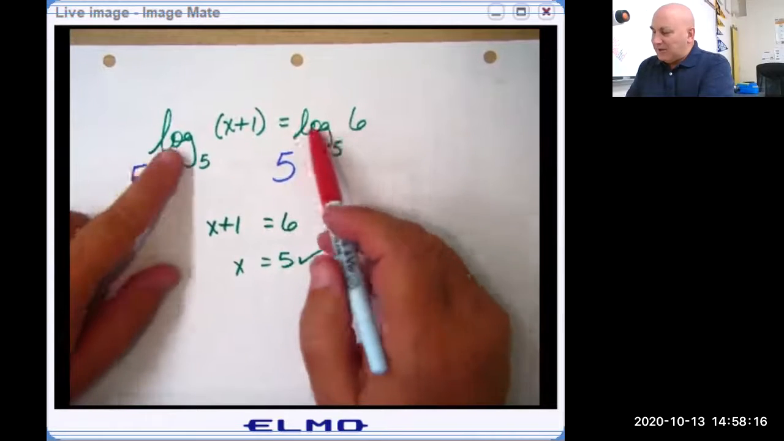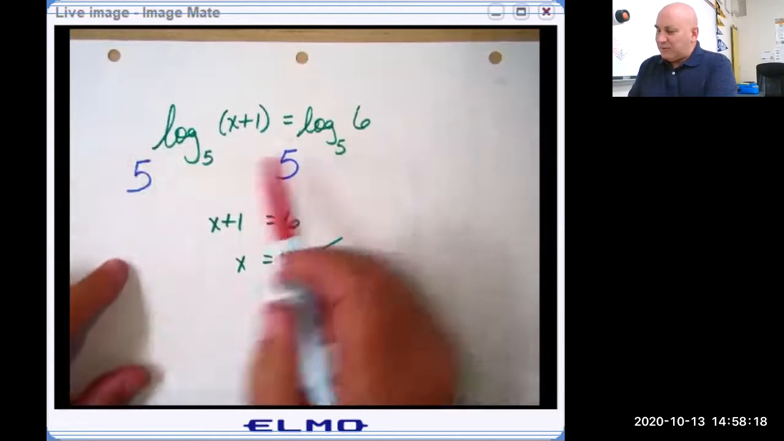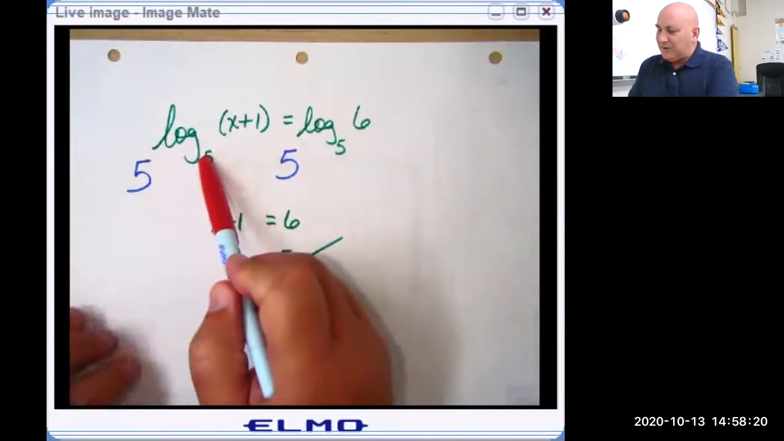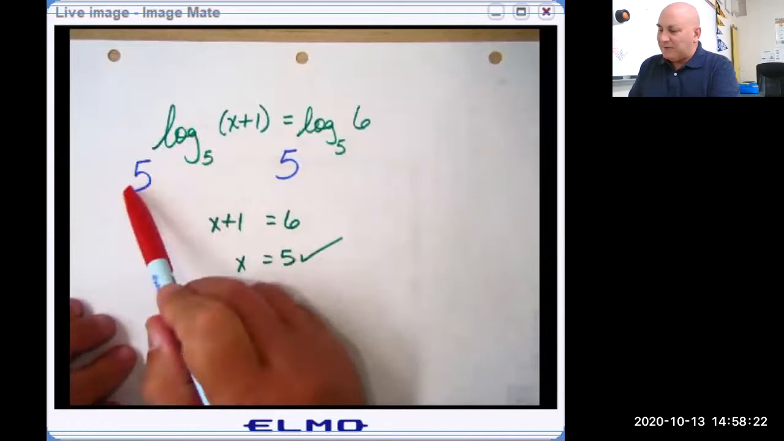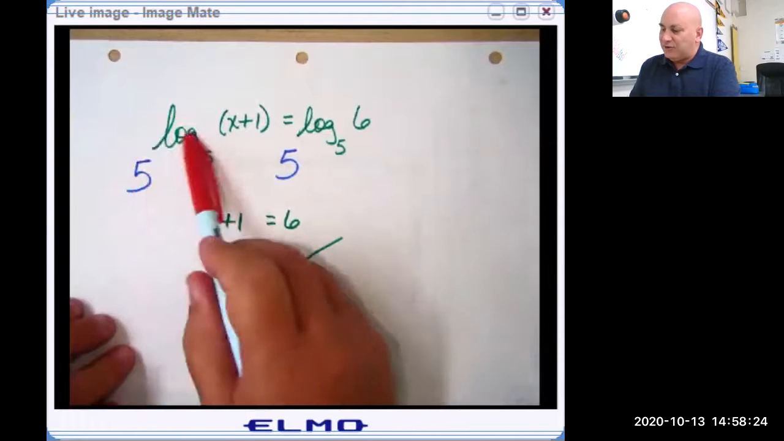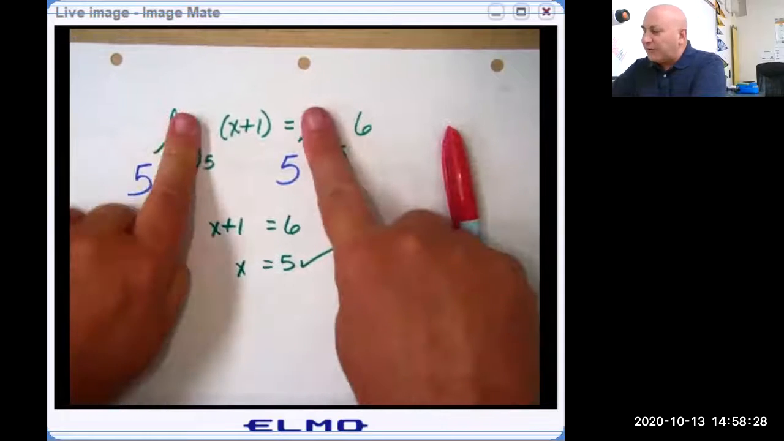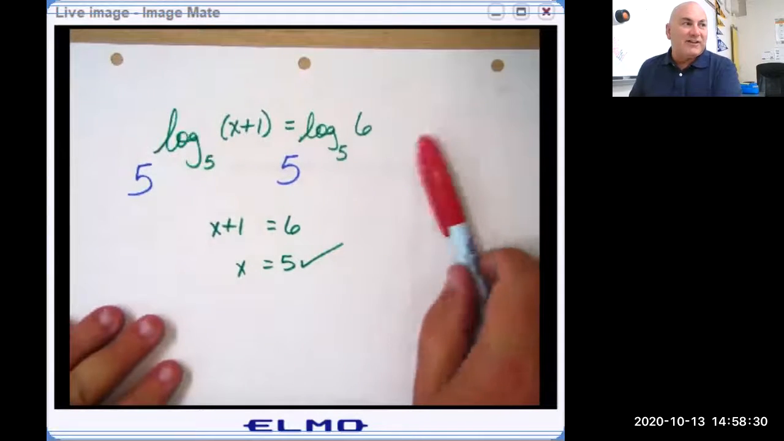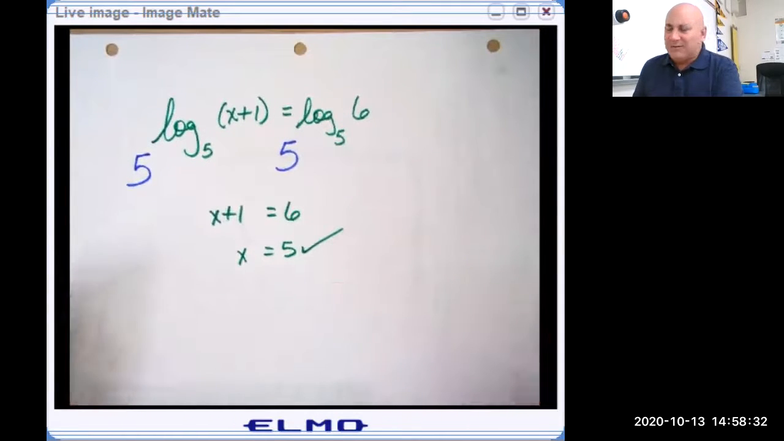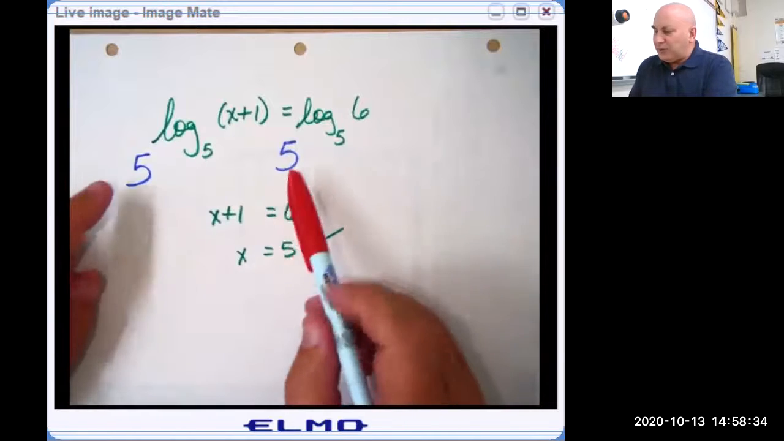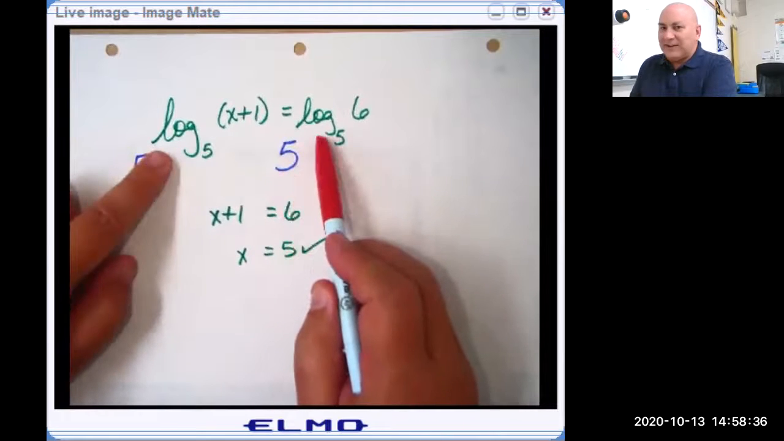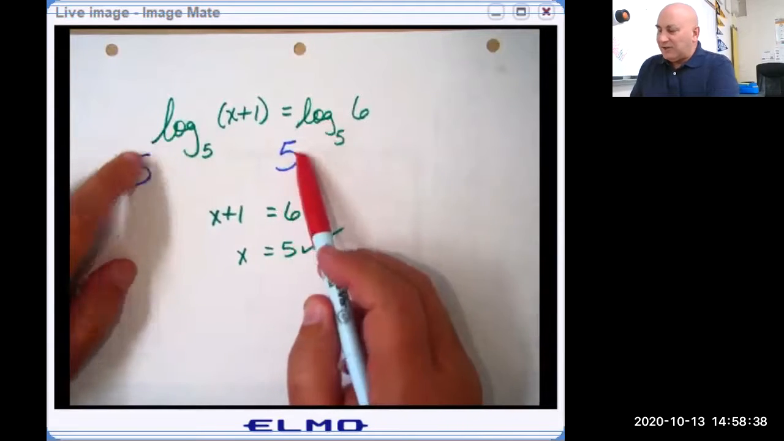And that's what makes the logs go away, because we know that log base 5 and 5 to a power undo each other. You don't just cancel the logs. There's no such thing as canceling logs. It doesn't mean anything. But if you raise 5 to both sides, now you've undone the logs.